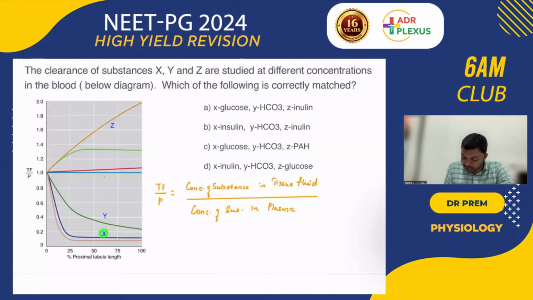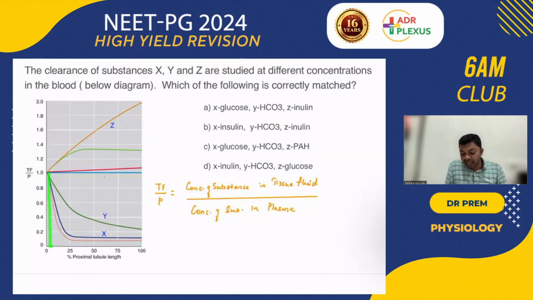If you see X, at the beginning of the proximal convoluted tubule, there is going to be an equal amount of substance present in the tubular fluid and in the plasma, which means they are all freely filtered substances. So whatever concentration is present in the plasma is getting filtered into the ultrafiltrate, and hence there is going to be an equal amount in numerator and denominator. So at the beginning of the proximal tubule, the ratio is exactly 1:1.